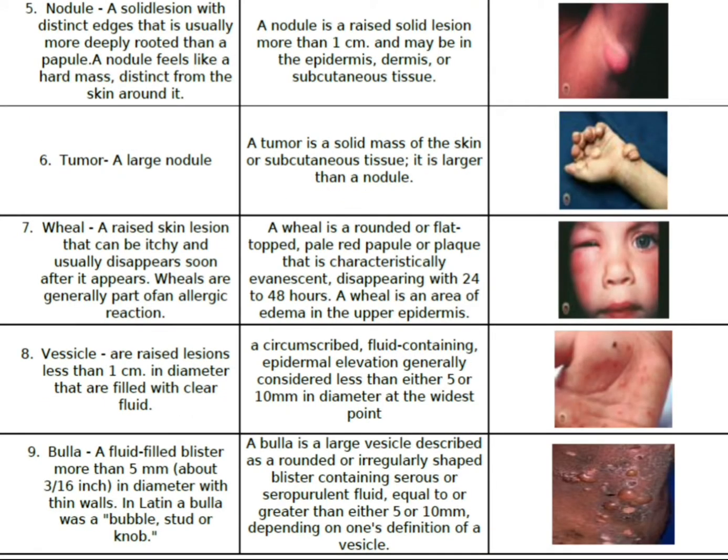5. A nodule. A nodule is a solid lesion with distinct edges that is usually more deeply rooted than a papule. A nodule feels like a hard mass distinct from the skin around it. So basically it is a solid lesion with distinct edges. So you're able to feel the edges, yeah? So the description is a raised solid lesion more than 1 centimeter and it may be in the epidermis, dermis or subcutaneous tissues. You can see in the diagram there.